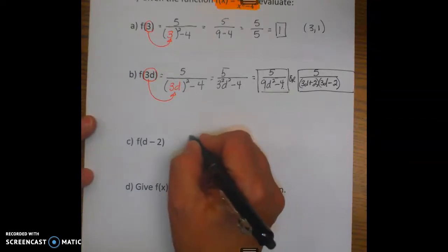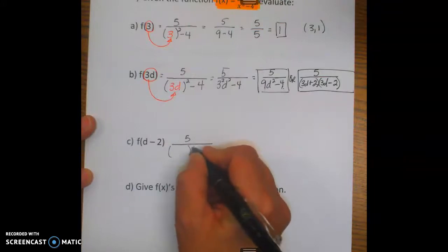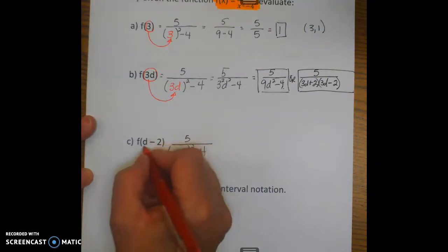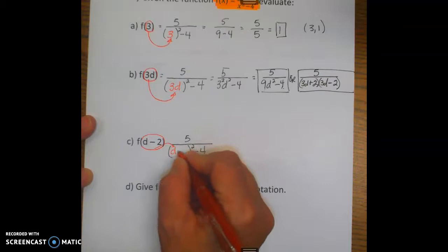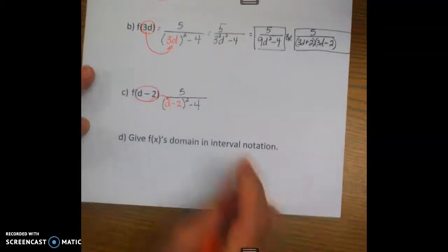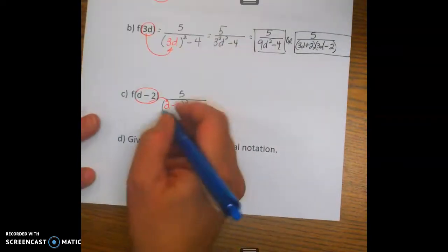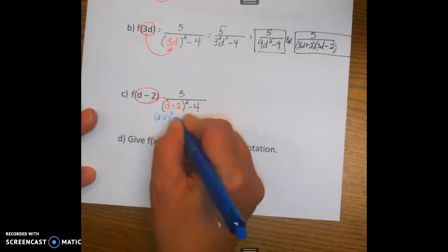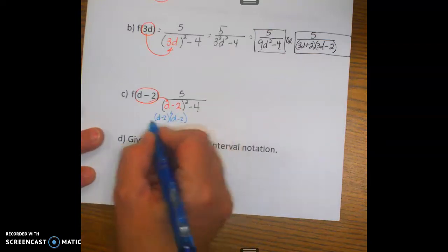Okay, same concept. I'm going to start with my function, and instead of x, I'm just putting parentheses. And I'm going to substitute all of this inside my parentheses. So this is d minus 2. And this is not d squared minus 4. Remember, when you have a parentheses squared, that means I've got, excuse me, 2 of those parentheses. So this is d minus 2 times d minus 2. And then you're going to FOIL it or distribute.